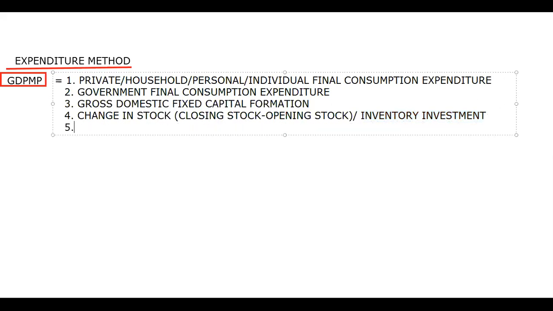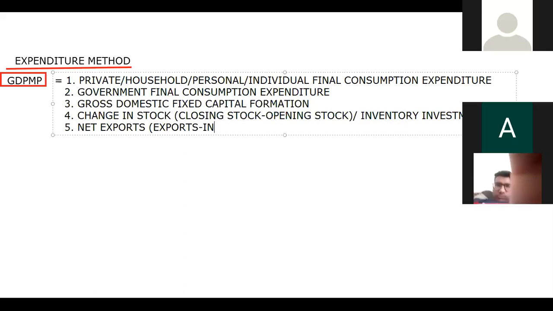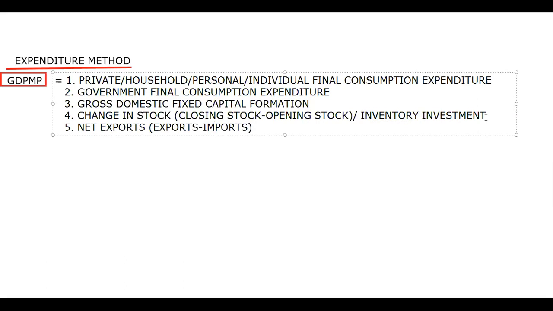And the fifth and last point is net exports. Net exports means the expenditure which we are incurring for exporting to other countries. That is also part of our own territory only. So net exports, जिसमें आता आपका exports minus imports, right? So that is the net exports. So these are the 5 elements of expenditure method.